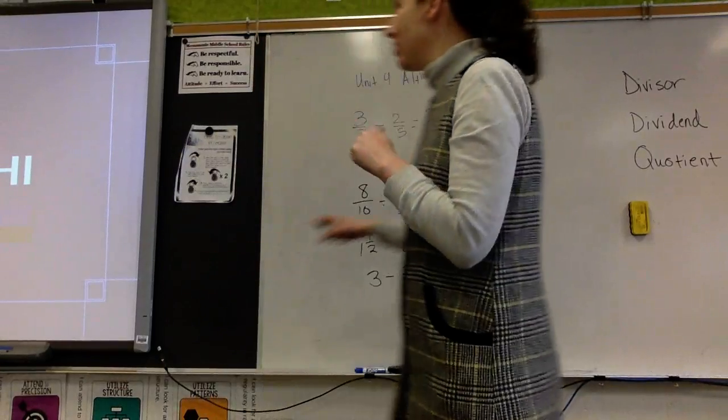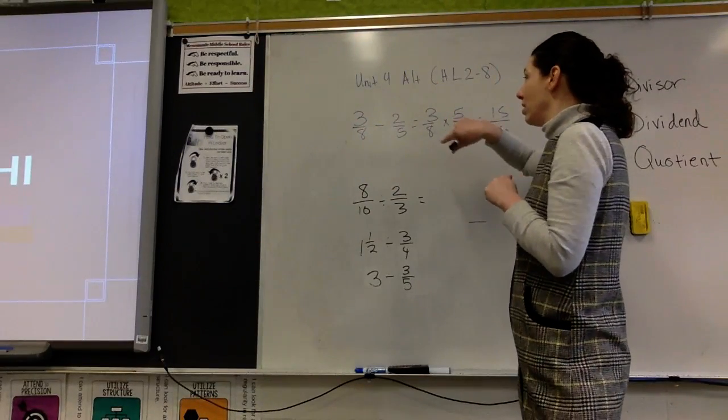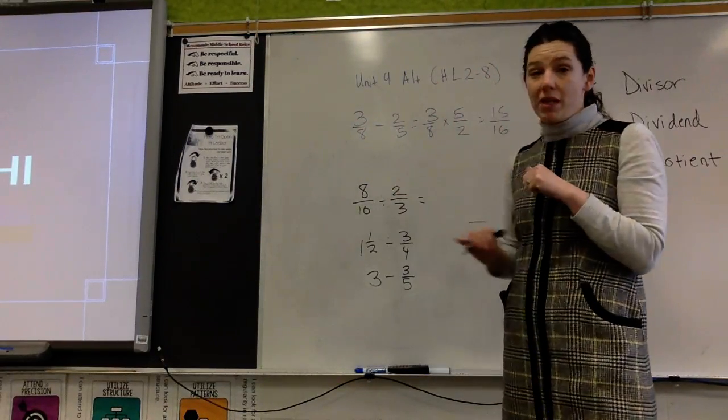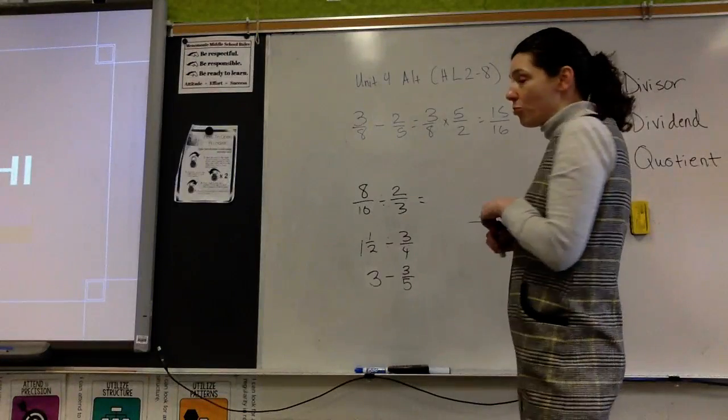This is Math Unmasked for Unit 4, our alternate unit. HomeLink 2.8 is our homework for this one.